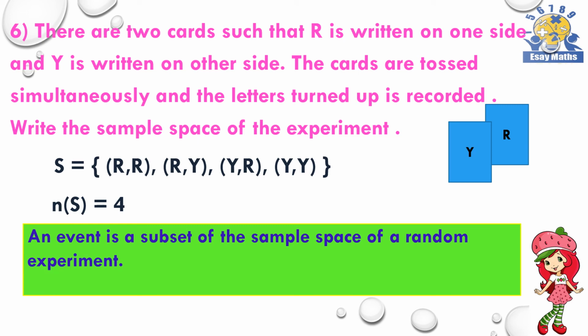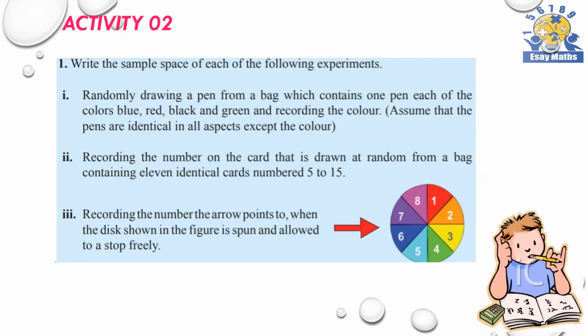Actually, here we can write events. As an example, both cards being letter R, or two cards with different letters. So an event is a subset of the sample space of a random experiment. Do activity number 2.